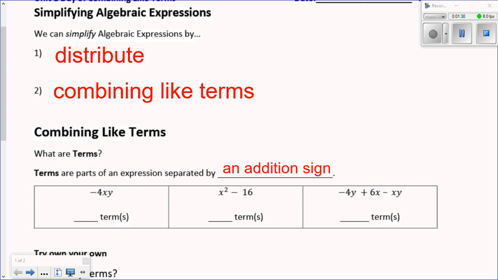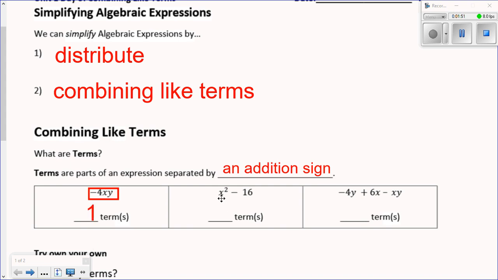Okay? So here are some examples. We have negative 4xy. That whole thing is one term. Even though it's got three separate parts, the negative 4, the x, and the y, they're all being multiplied together. So they are all considered one term. Okay? So that is one term.